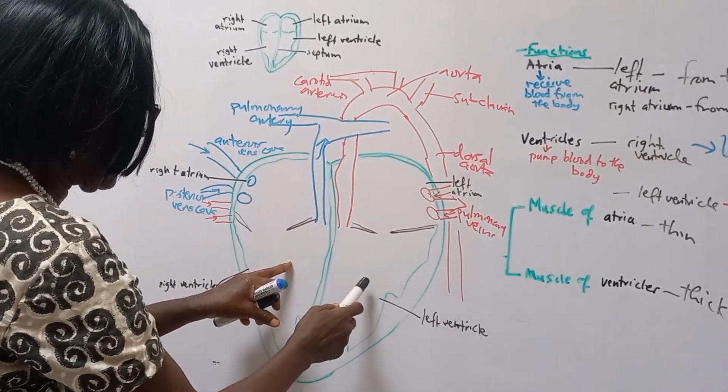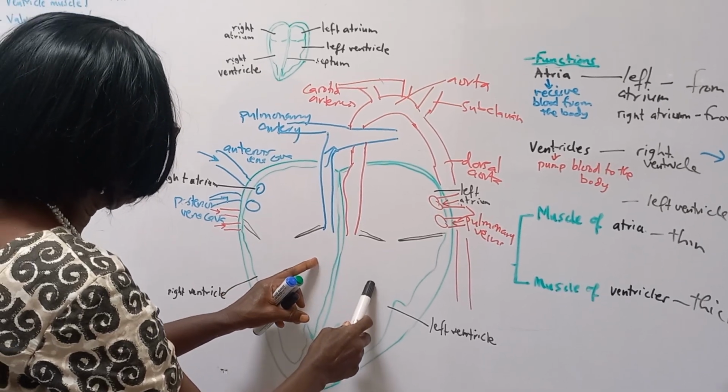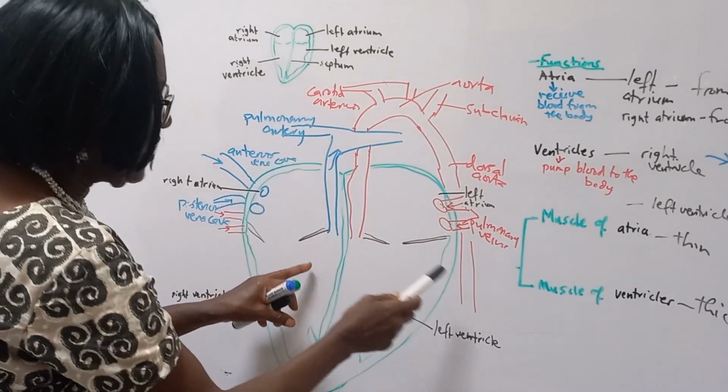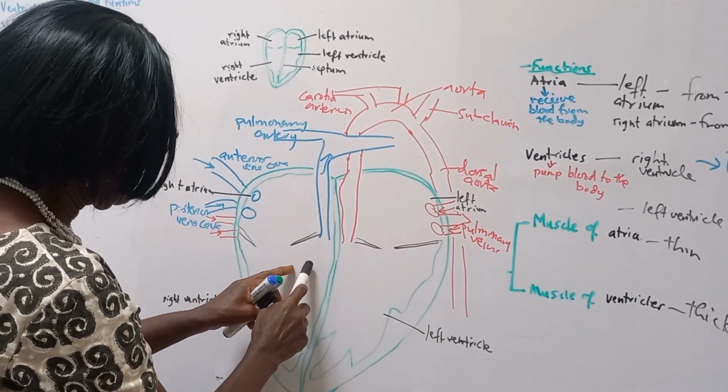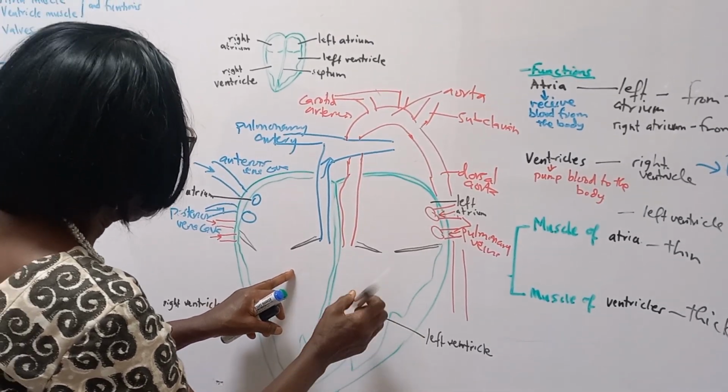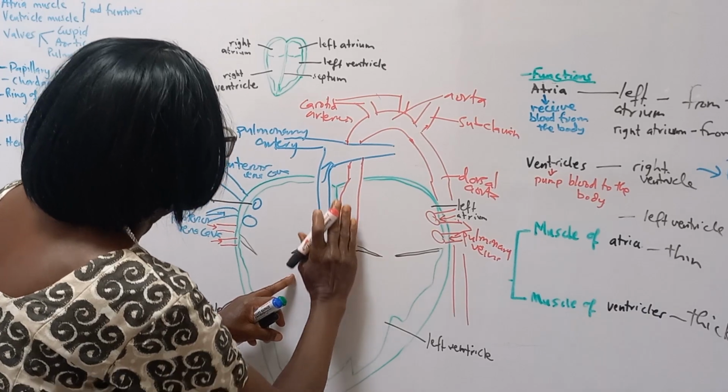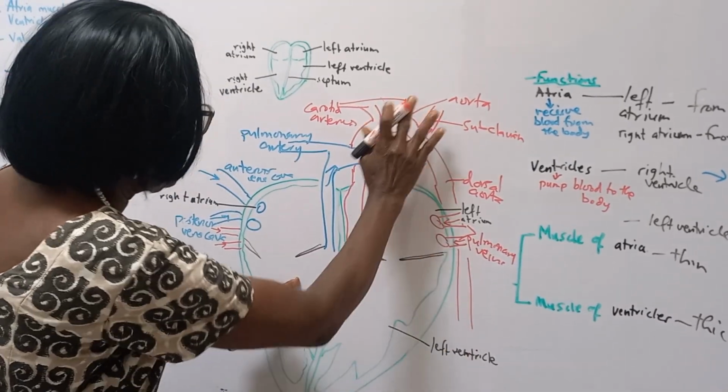Meanwhile, the ventricles are thick because they pump blood to the body. And you can see the left ventricle has a thicker muscle than the right, because the left ventricle has to pump blood to all parts of the body.